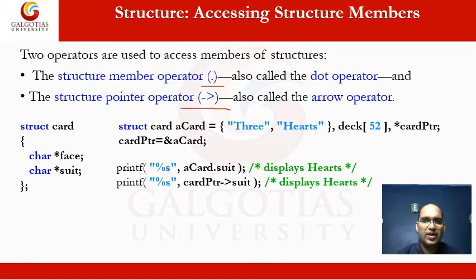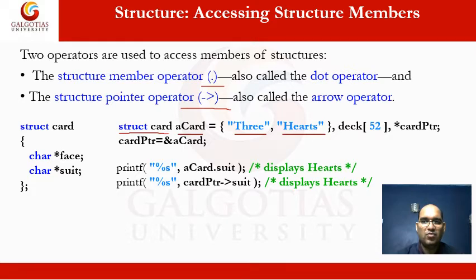Let's say there is a structure card and it has two members. One is the face and the other one is the suit, which is a pointer to a character, and that can be utilized as a string, right? So we have declared a struct card, a card, and we have initialized two values to a card. The first value is 3 and the second value is hearts. So a card dot face will be 3 and a card dot suit will be hearts.